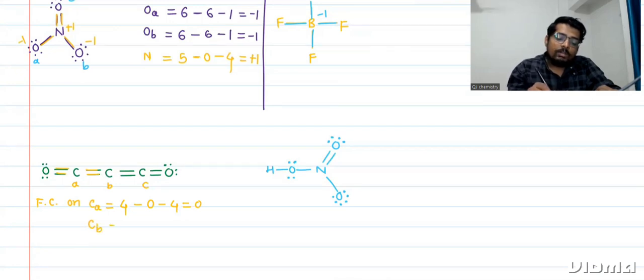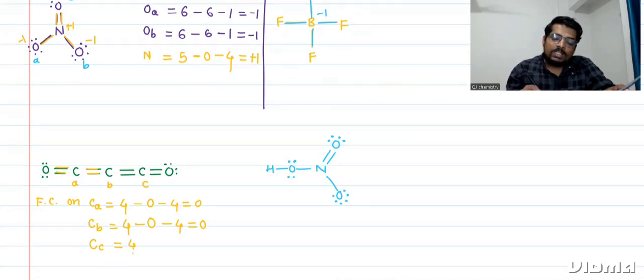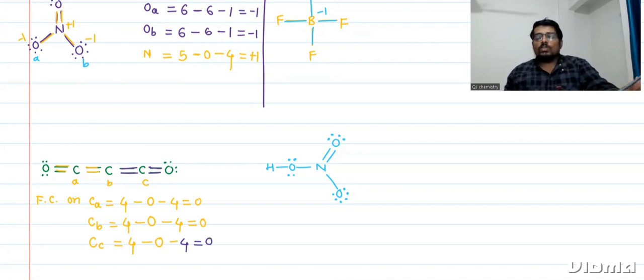Similarly, find the formal charge on carbon B. The number of electrons in the valence shell of carbon B is 4, minus how many dots are there on carbon B? 0, minus the bonds attached to carbon B, which is 4. Formal charge is equal to 0. Similarly, find the formal charge on carbon C. Valence electrons are 4, minus the number of dots, 0, minus the number of bonds attached to carbon C. Total 4, right? So the formal charge on carbon C is equal to 0.